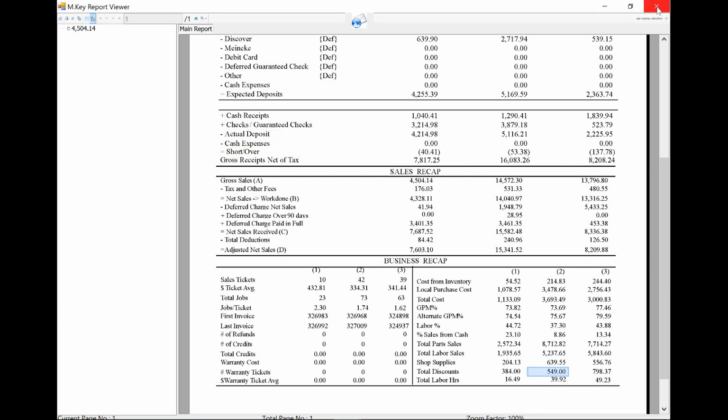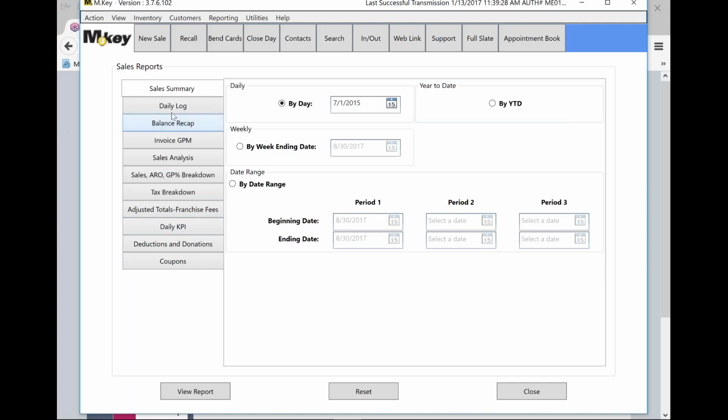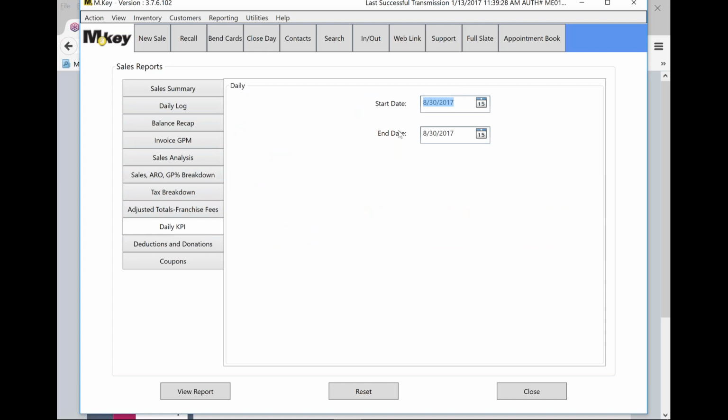Now we'll go and look at another report in the sales category. This is daily KPI. This is one of my favorite reports because there's so much to learn from it, and it really gives you a good snapshot of your business. This report comes to you every day as a biz alert, and you should really make yourself study it at least 3 times a week.